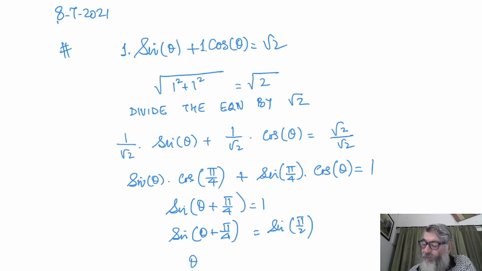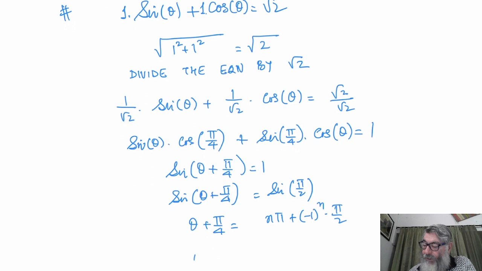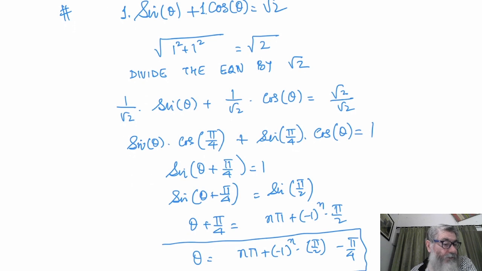So theta plus pi by 4 will be equal to n pi plus minus 1 to the power n alpha, which is pi by 2. Or theta could be written as n pi plus minus 1 to the power n pi by 2 minus pi by 4. This is one of the solutions when I have taken like this.